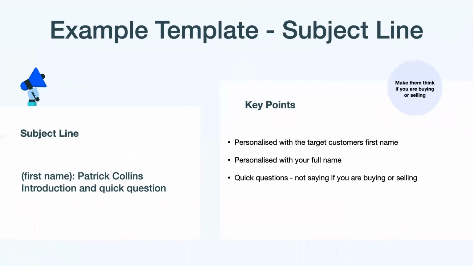And the formula for this is, first name means the person you're targeting feels like it's bespoke. You're saying your full first name yourself, so you're not hiding anything, it's not spam. And then the line introduction and quick question, so you want to introduce yourself, but you want to ask something. The reason why this gets a high open rate, and by high, anything from 40 to 60% open rates, is because the person isn't clear if you're buying or selling, if you're inquiring, if you're making an introduction. It's a professional but intriguing subject line that I find gets good results.